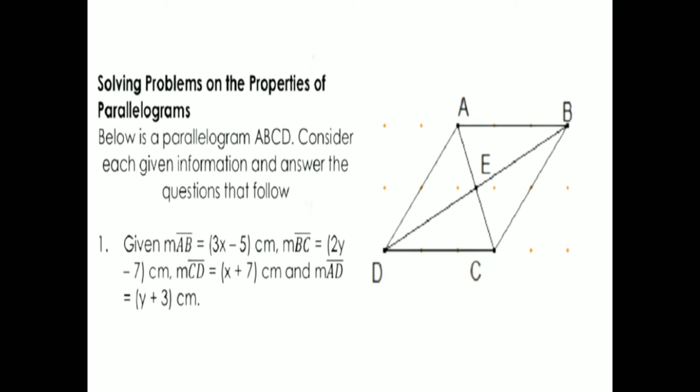And then doon naman sa pangalawang question, how long is AE? Since kalahati lang siya on the point of intersection, noong diagonal AC which is 3 centimeters, so divide lang natin into 2 yung 3. So ang magiging answer natin is 1.5 centimeters. Since in a parallelogram, the diagonals bisect each other.